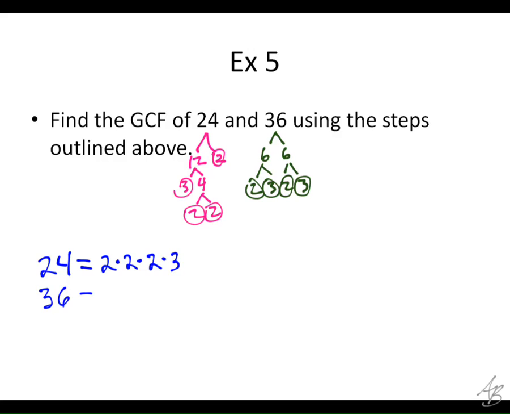How about 36? 2 times 2 times 3 times 3. Okay, so that's the first step. We did the prime factorization using a factor tree, and then we wrote it out, prime factors from least to greatest. Now, what does the next step say?